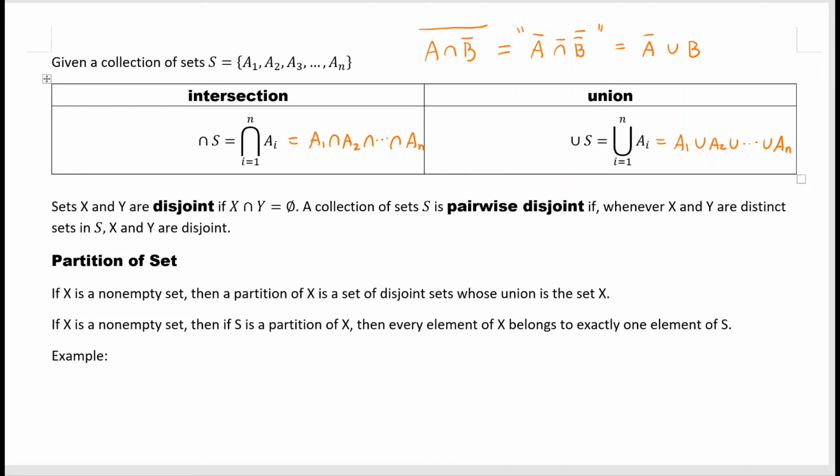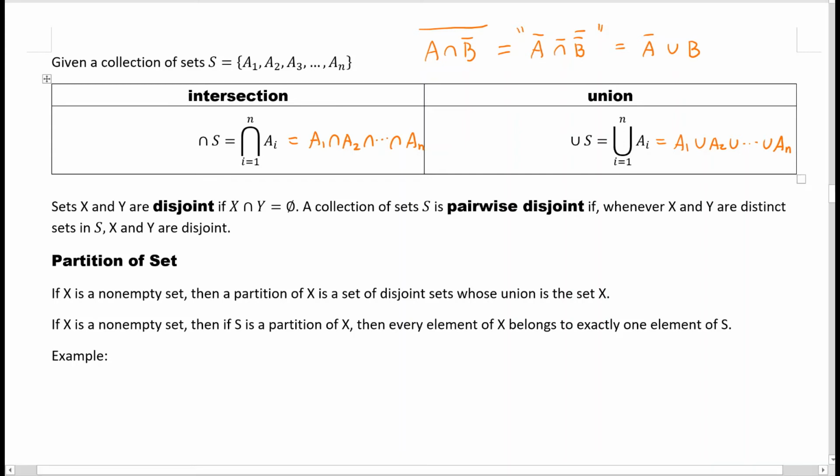Okay, and then sets X and Y are disjoint if X intersect Y is empty. Well, we just talked about this, right? A intersect A complement is empty. So A and A complement are disjoint. So this is the definition of disjoint. And then a collection of sets S is pairwise disjoint if whenever X, Y are distinct sets in this collection S, then X and Y are disjoint. So pairwise, if we pick any two sets from this collection, they are disjoint.